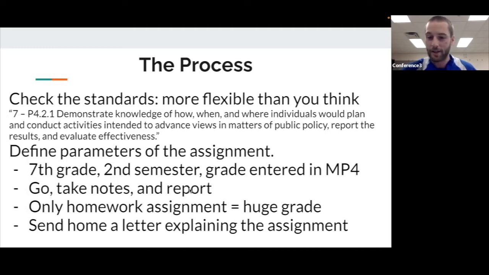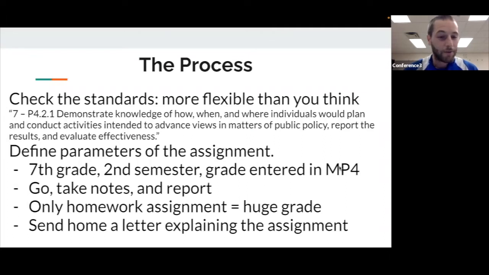And just getting into the nitty-gritty, we have marking periods. So this grade goes into marking period 4, but we start in January. I give them all of second semester to do this. So January to June, 6 months.